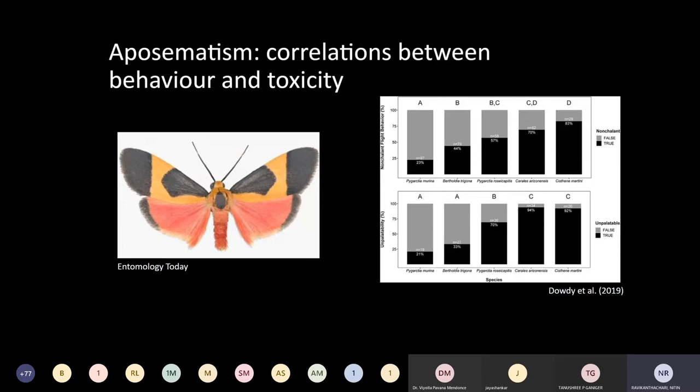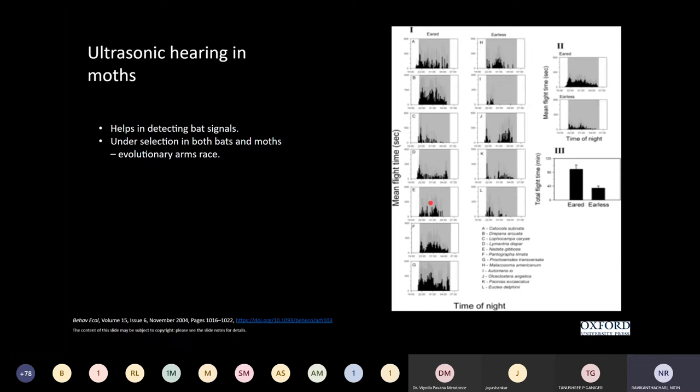And another thing is that moths have also evolved ultrasonic hearing. Because bats use ultrasonic waves to detect moths, these moths have also evolved ears to detect them. And when people looked at how much time moths invest flying at night, they found that moths that had ears flew a lot longer compared to moths that did not have ears. So there's also a trade-off here. Moths that have evolved ears can spend more time flying and finding resources, whereas moths that have no ears have to be very quick in going about their life history, otherwise they will get eaten up.